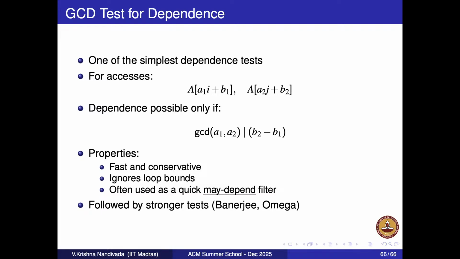GCD test will tell me whether, what will GCD test tell? Dependence is there or dependence not there? The GCD test can only give me a guarantee that dependence is not there. Because if it fails, I know there is no dependence. If it succeeds, there is no guarantee that dependence is there. So GCD tells me the case where there is no dependence.